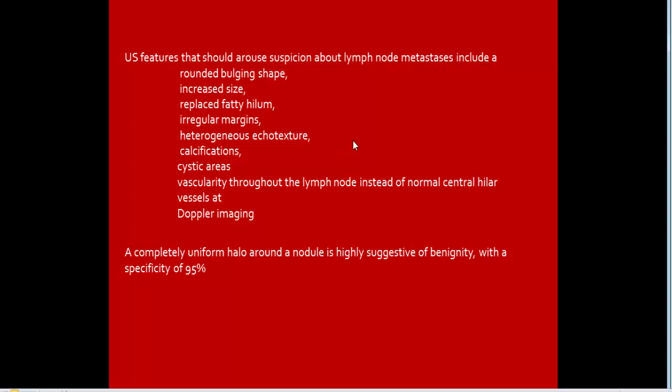What ultrasound features should arouse suspicion about lymph node metastasis? They include a rounded bulging shape of the lymph node, increased size, replaced fatty hilum, irregular margins, heterogeneous echotexture, calcification, cystic areas, and vascularity throughout the node instead of a normal central vessel at Doppler imaging. A completely uniform halo around a nodule is highly suggestive of benignity, with a specificity of 85%.